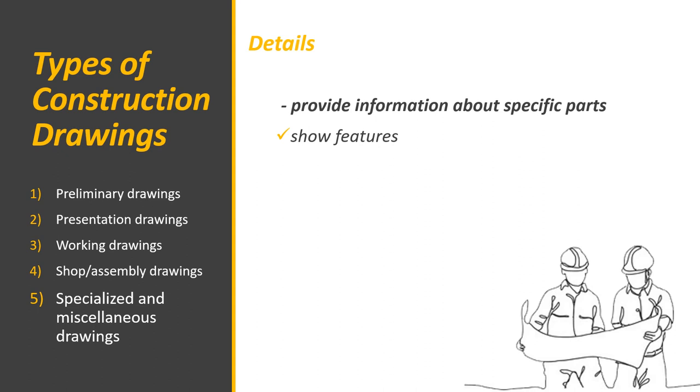So detailed drawing contains both graphic and written information. So an area of construction is drawn at a larger scale in order to clearly show the materials, dimension, or method of construction sa specific part na yon. So also what are design, joint, or attachment, and so on.